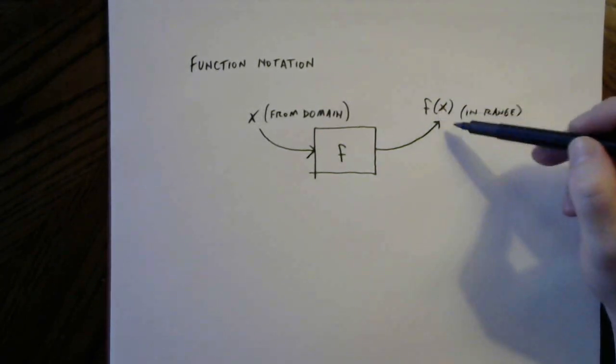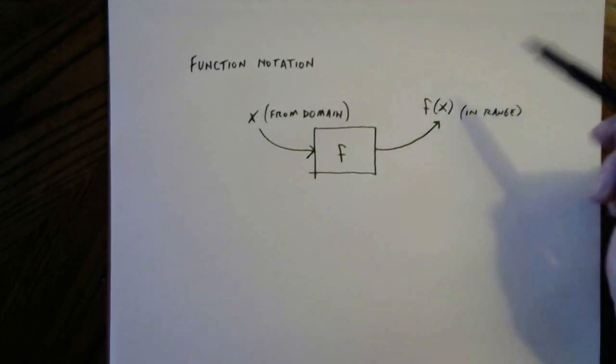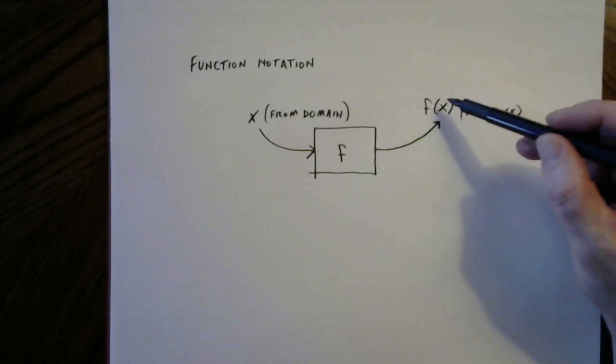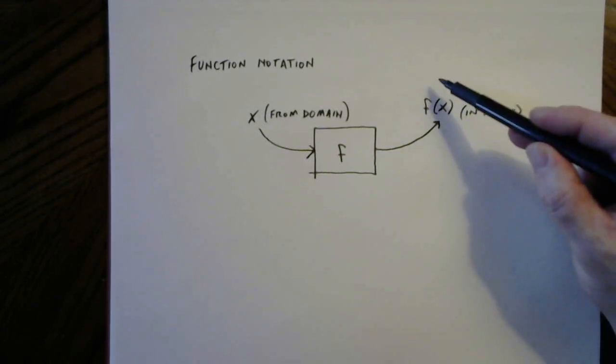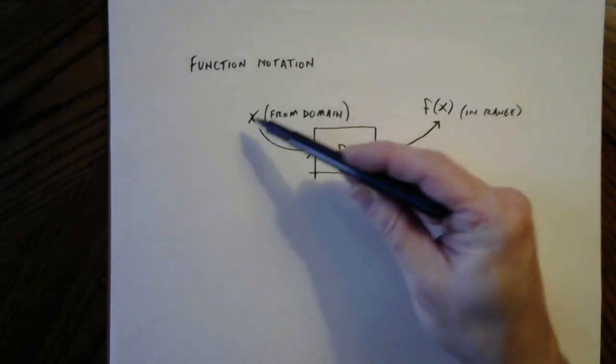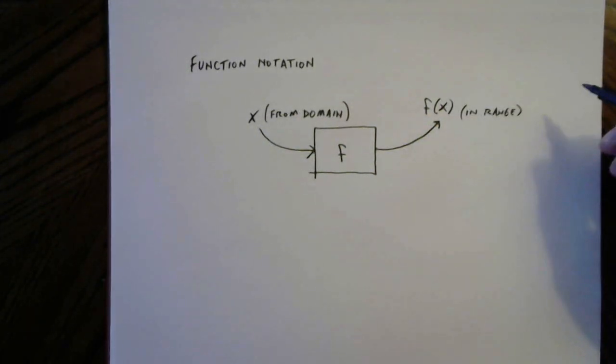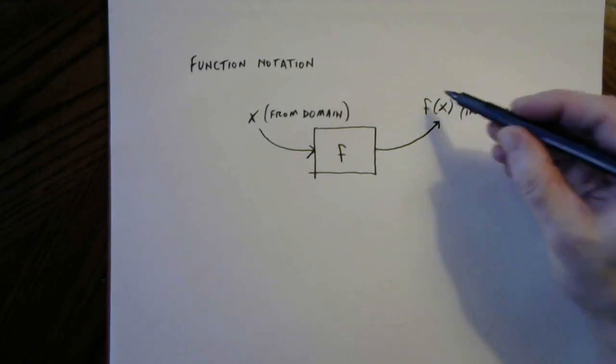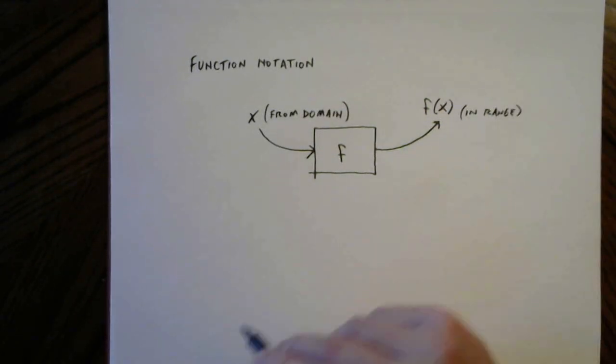So this is not f times x. This is not f, whatever. This is one block of notation. It's read f of x. This is what you get when you apply f to x. You get something called f of x. And we're going to use this notation to define our functions.